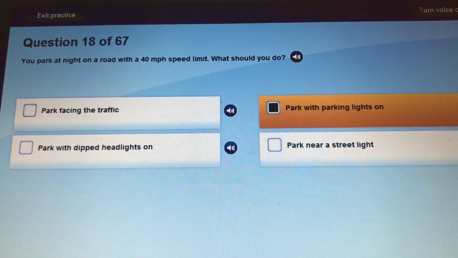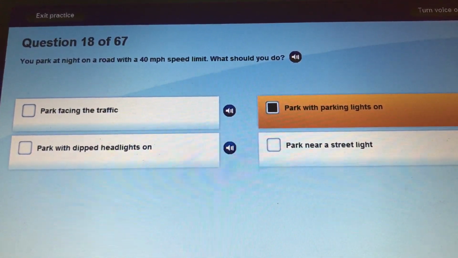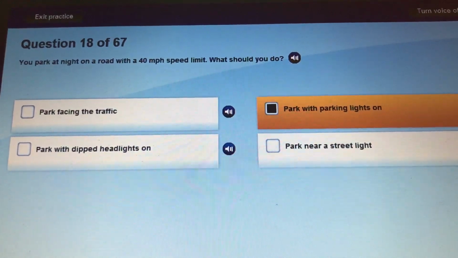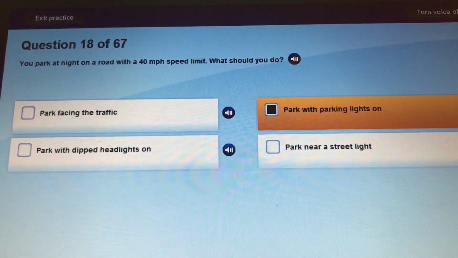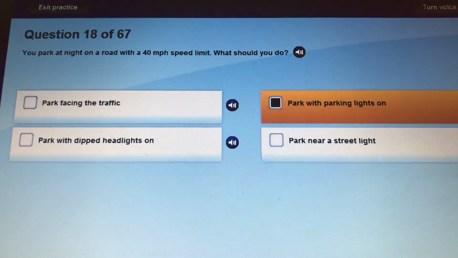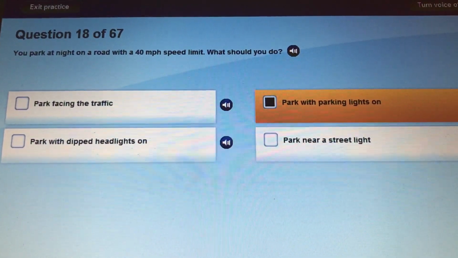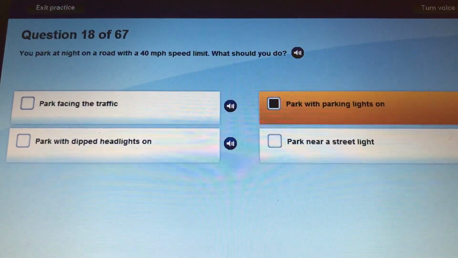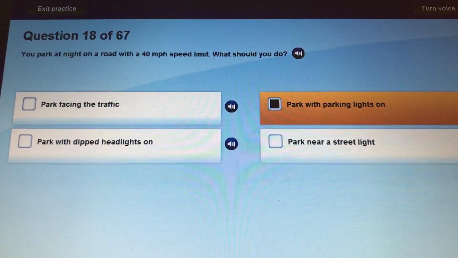You park at night on a road with a 40 miles per hour speed limit. What should you do? You want to protect your vehicle from oncoming drivers, so park with parking lights on.